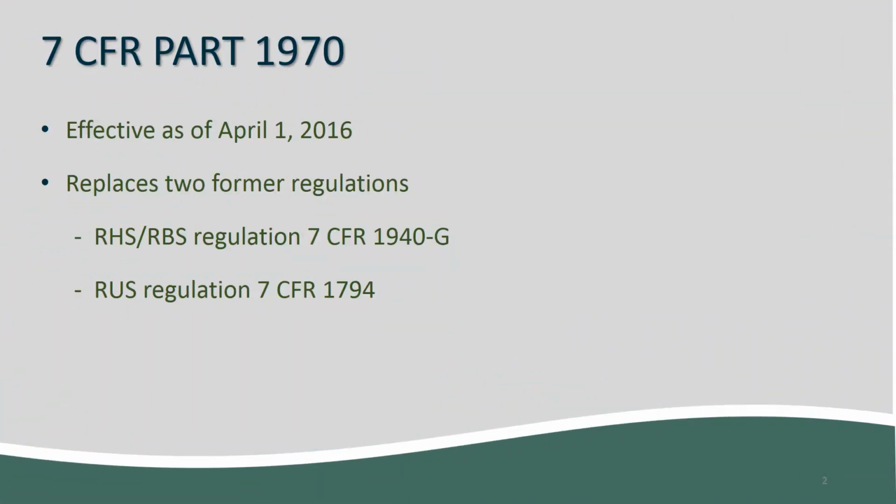So, the environmental regulations can be found in 7 CFR Part 1970. These were effective as of April 1st, 2016. No, this is not an April Fool's Day joke. This just happened to be the day that they came out. These regulations replace the two former regulations for RHS and RBS, Regulation 7 CFR 1940-G, and RUS's Regulation 7 CFR 1794. These are now all combined together and the same for all of rural development in 7 CFR Part 1970.